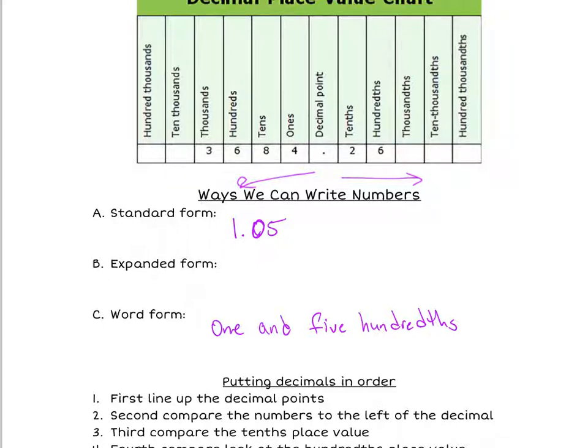Expanded form is a way we take the number and we kind of spread it out. So expanded form of this 1 and 5 hundredths is the number 1 plus 0.05. So we're taking it and writing it as an addition problem there. So standard form, expanded form, and word form.